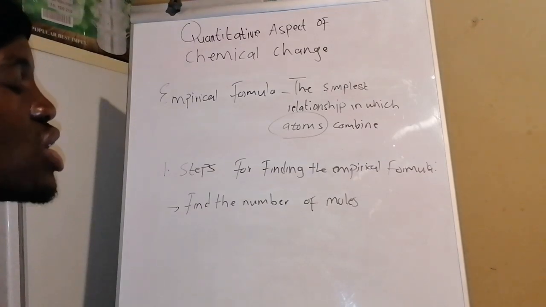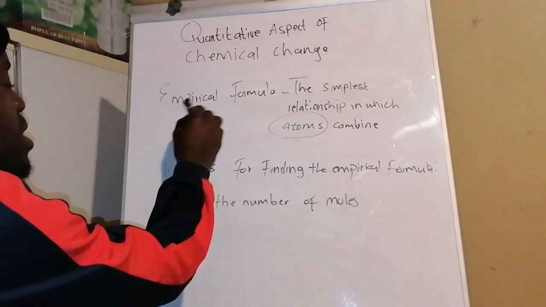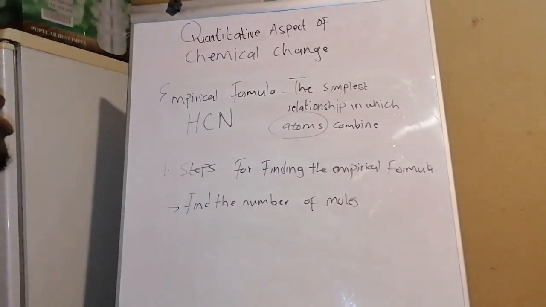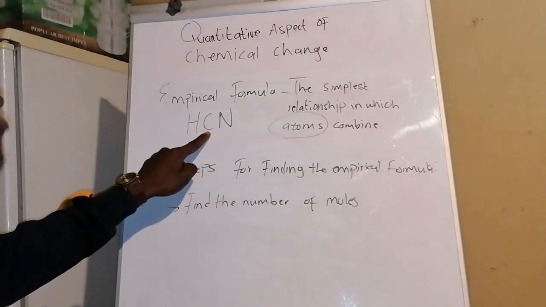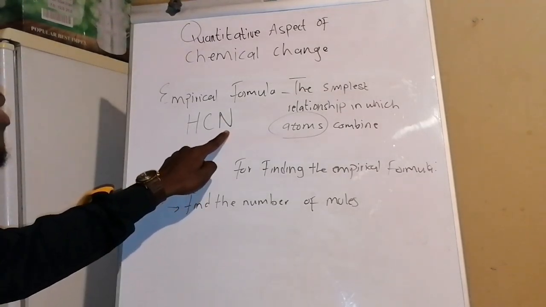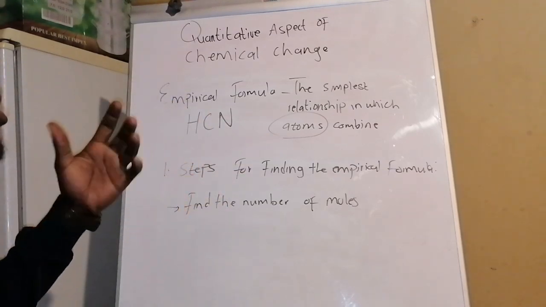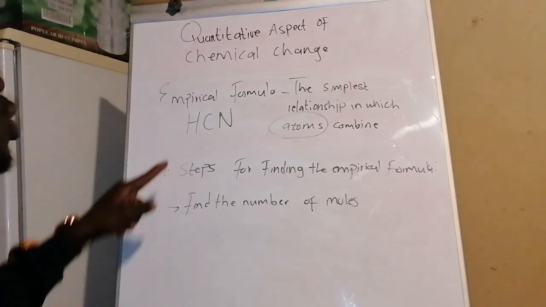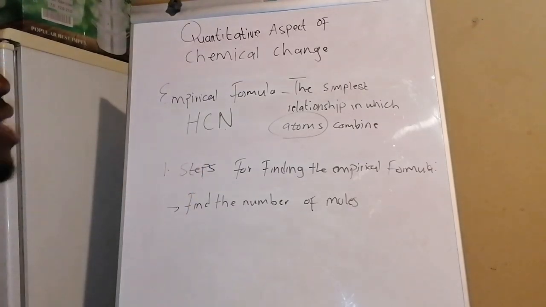Then you do what? Let me say you are given HCN, hydrogen cyanide. So you find the number of moles of hydrogen, you find the number of moles of carbon, you find the number of moles of nitrogen. They provided you with all the data you are given in your statement. So you find the number of moles for hydrogen, for carbon, and for nitrogen.